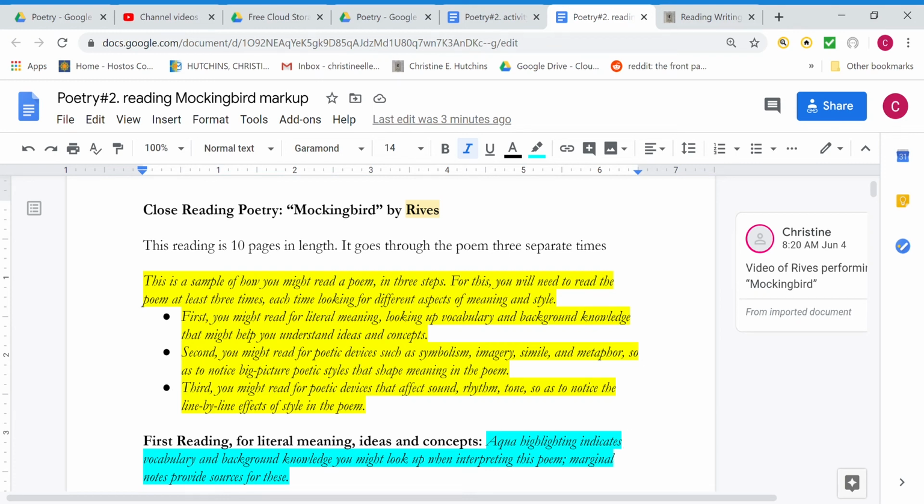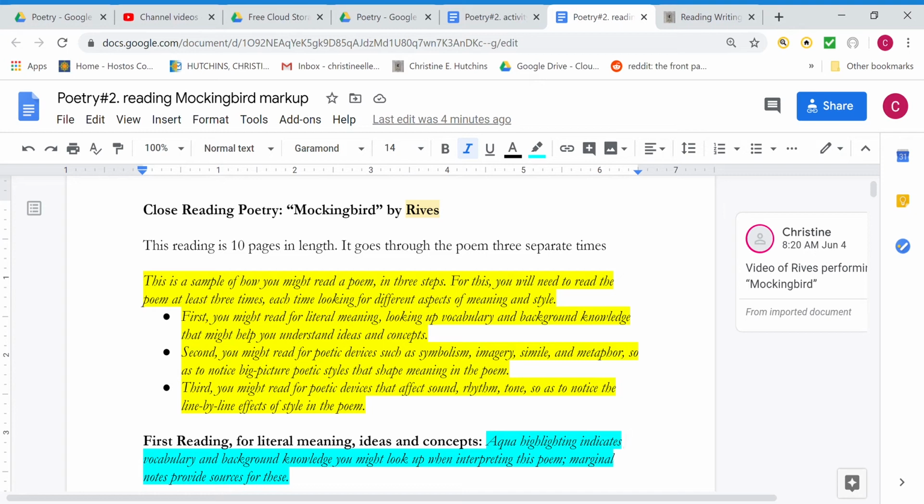This is an example of a close reading of a poem, and the poem here is Mockingbird. You can see the performance of the video by Reeves at the link in the marginal note. The reading is 10 pages in length. It goes through the poem 3 separate times. This is a sample of how you might read a poem in 3 separate steps.